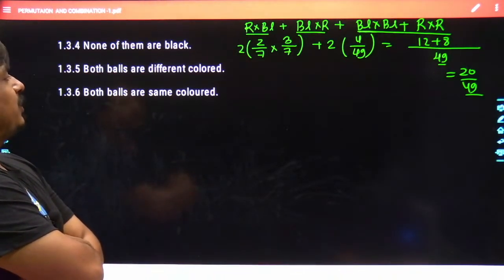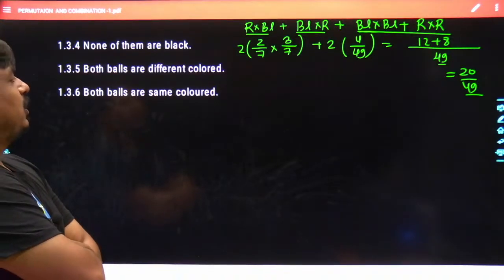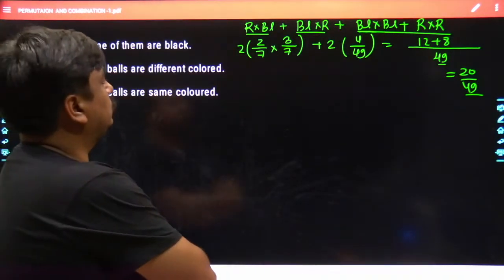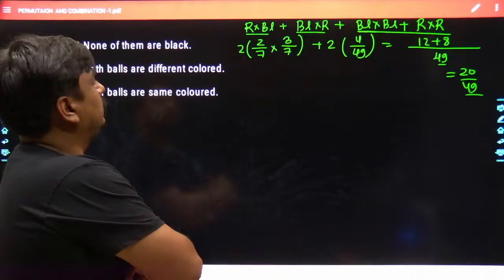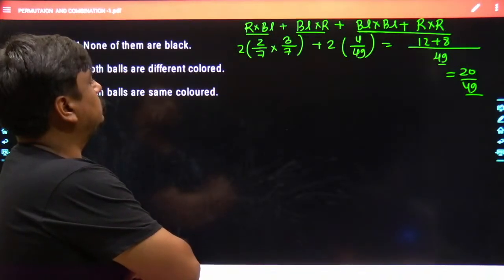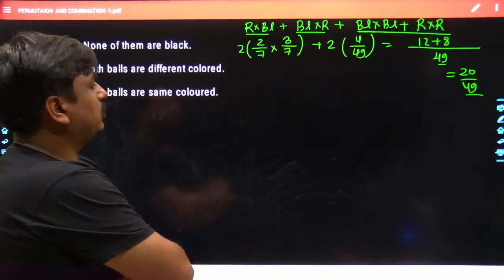So it's going to be 2 divided by 7 into 3 divided by 7. Perfect, no? Probably it's coming.